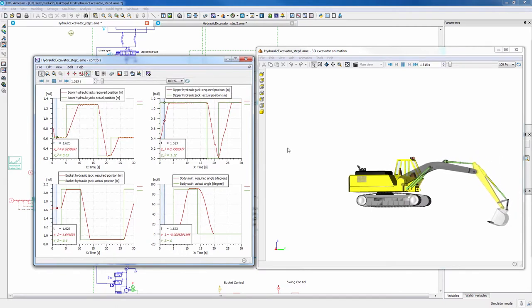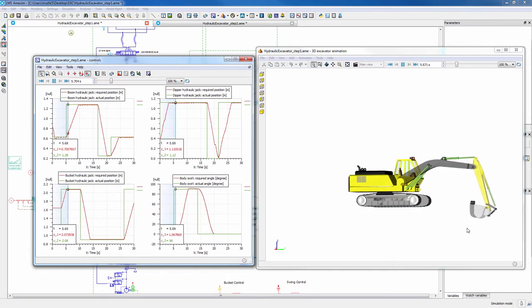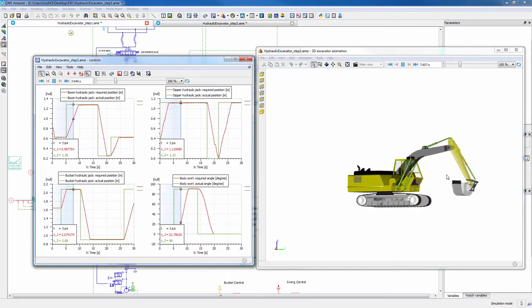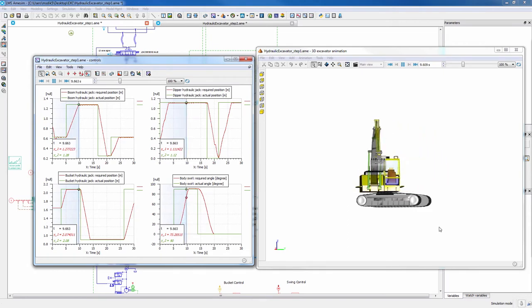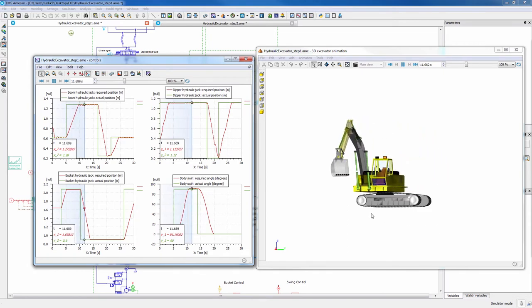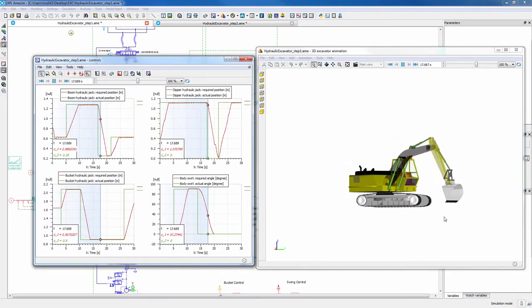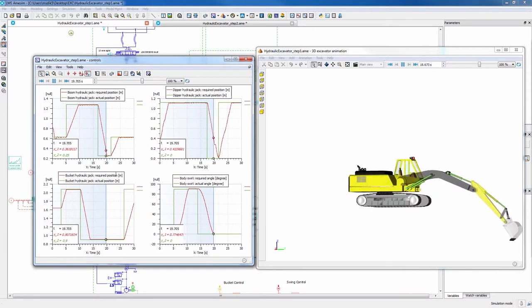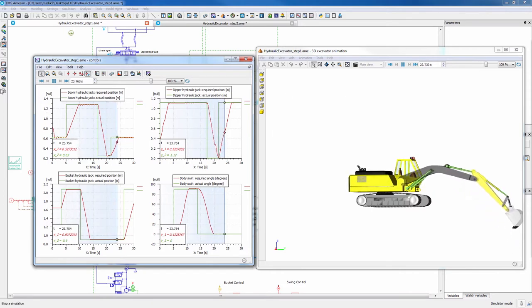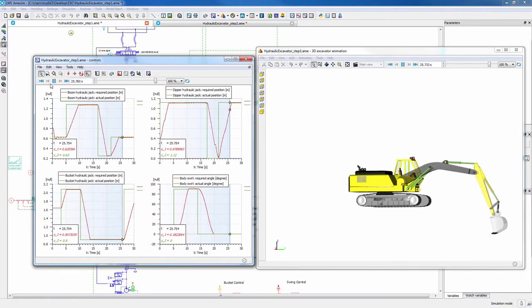So here we see the working scenario, including the digging phase. Then the boom is raising. At the same time, the turret rotates. So we release the bucket inside the truck, and we come back to the initial position. In order to perform this cycle, it takes 20 seconds of working cycle time.